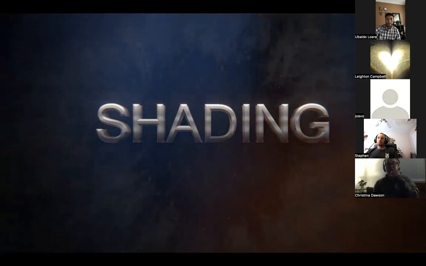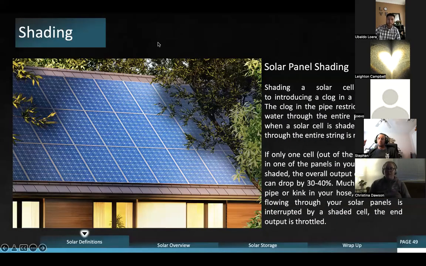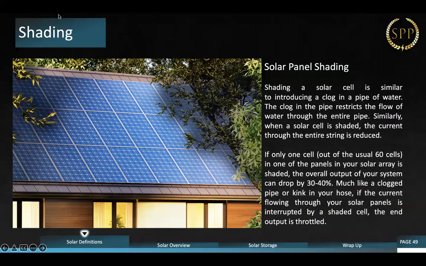It's one of my favorite ones to talk about. It's shading. Shading is a little bit of a pain in the butt for everybody involved in solar. Okay, why? Because it can cause some issues. So, solar panel shading.